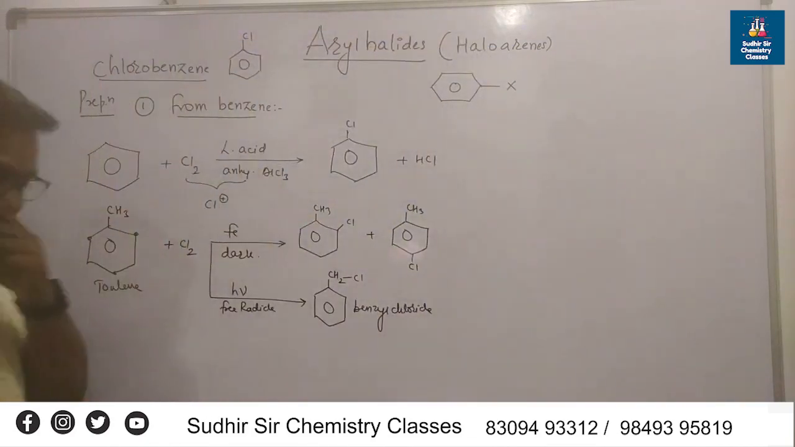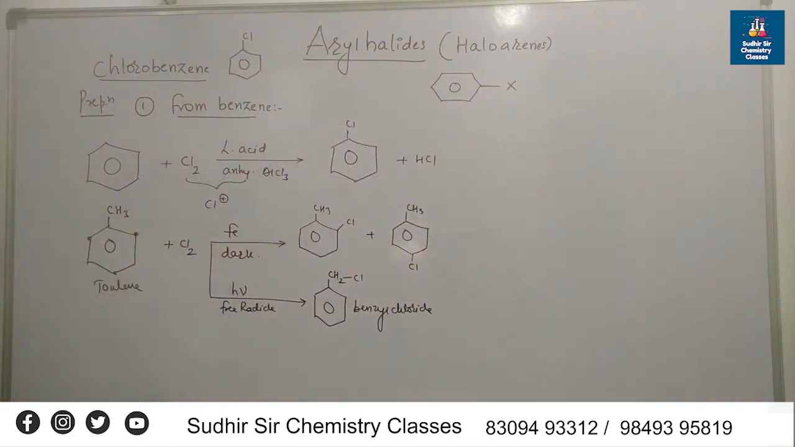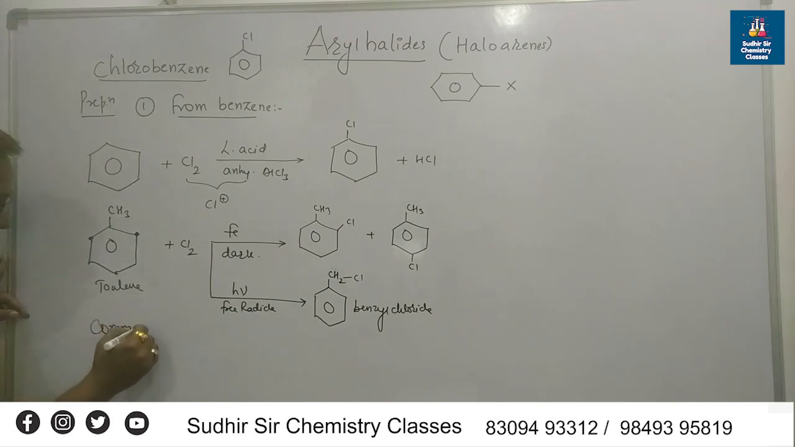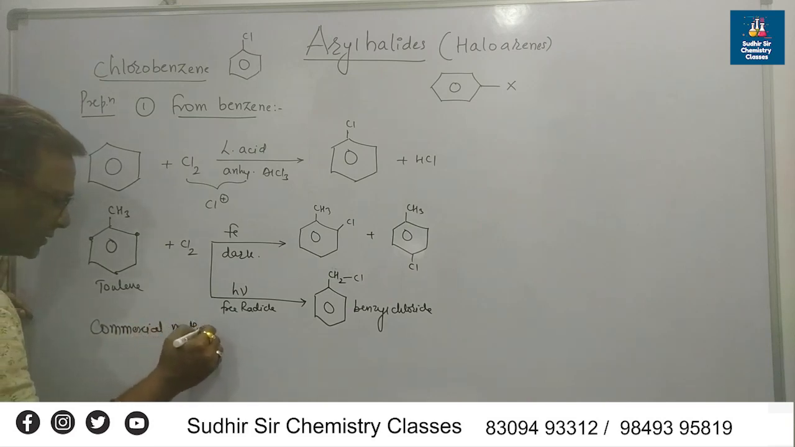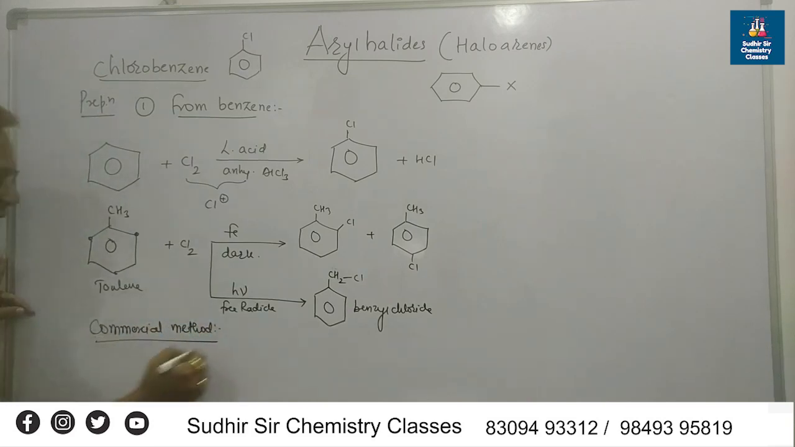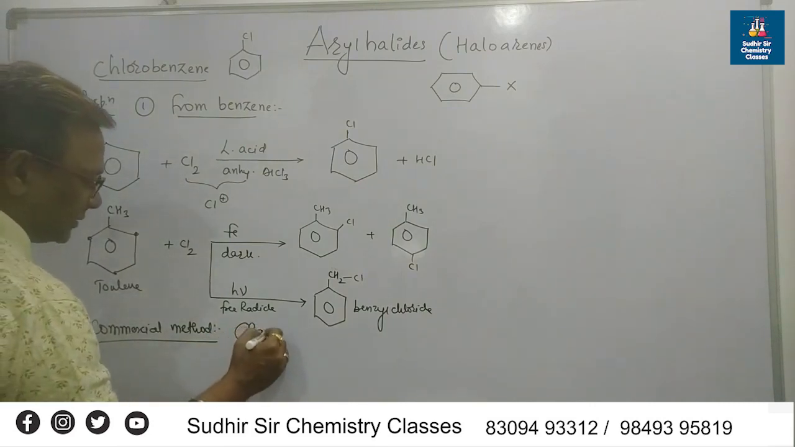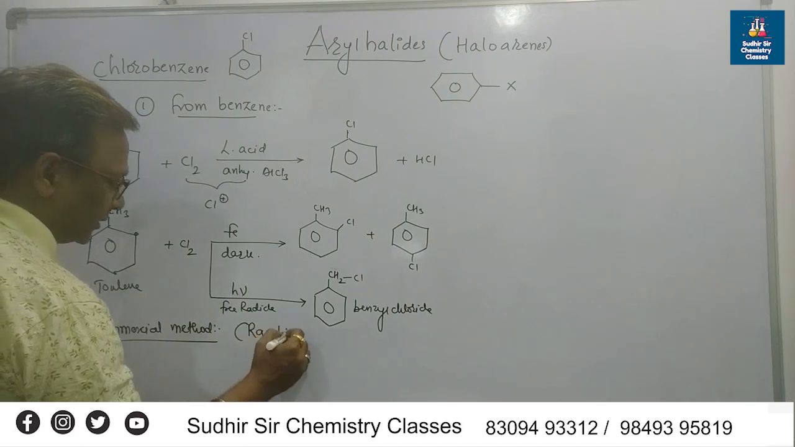Next, we'll go with another method for the preparation of chlorobenzene. The commercial method is called the Raschig process. Here I'll write one of the methods, that is the commercial method used to prepare chlorobenzene, and the name of that name reaction is the Raschig process, R-A-S-C-H-I-G.